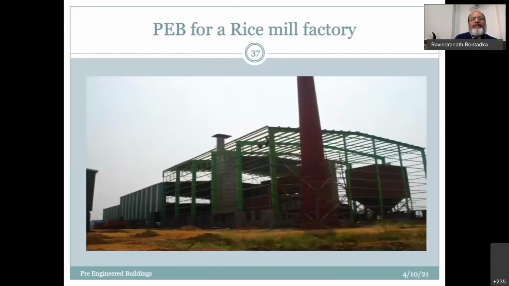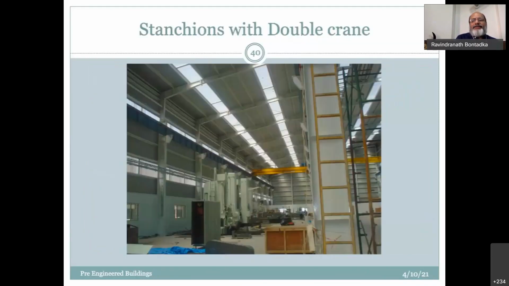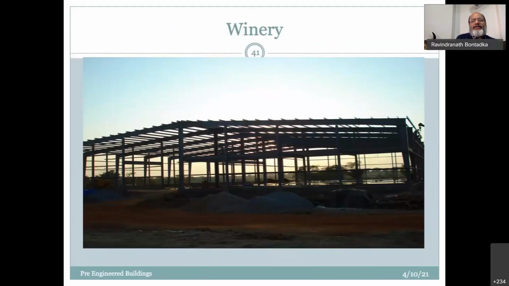And then some of the things which we have done for the rice mill factory here, and this is another factory building which we have done, not from a major manufacturer, but the manufacturer themselves. They created their own PEB facility for this whole thing.